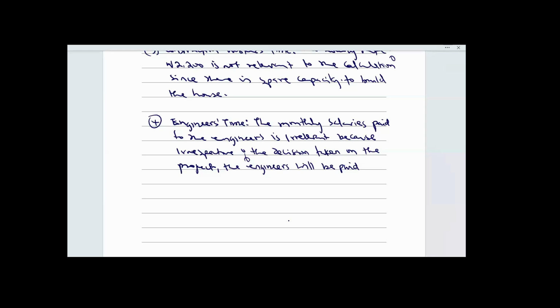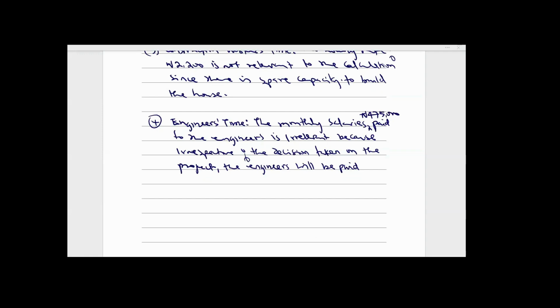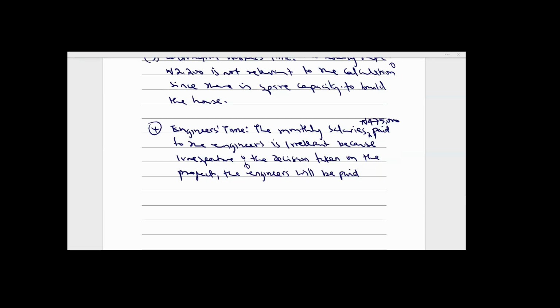The monthly salaries of 475,000 naira paid to the engineers is irrelevant. Okay, so let's move on. In order to meet the engineering requirements for the house, Clepatoni can choose 2 of the following options. All right, so overtime as well as a contribution loss. So let's complete that statement.